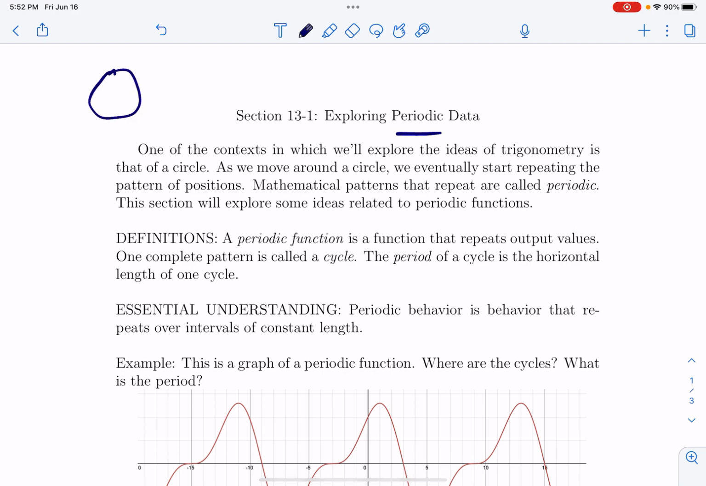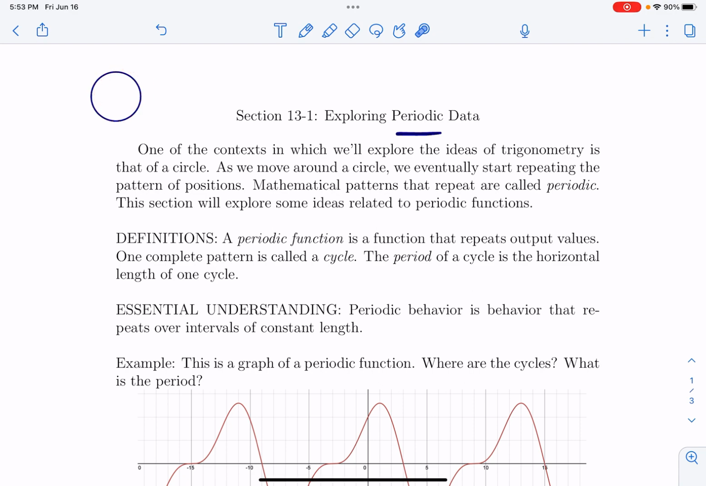And if you imagine a circle, what happens with a circle that doesn't happen, say, with a line, is if we keep moving around the circle, we wind up back to where we started. And anything we measure about the location on this circle, how tall we are, how far we are to the left or right, what angle we're pointing at, those patterns will just keep repeating as we spin around. So this notion of something that repeats is what we call periodic in a mathematical context.